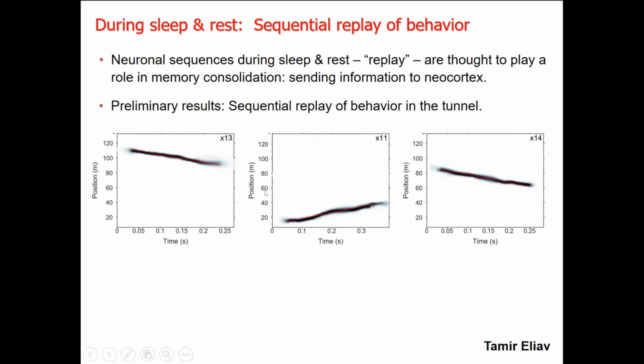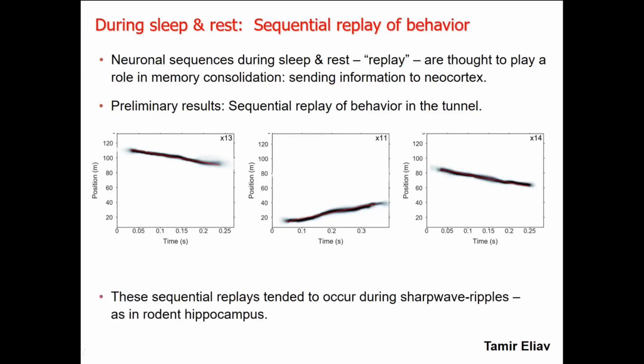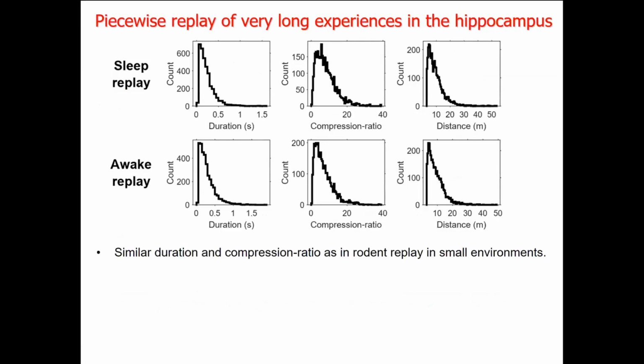replay events. You'll notice that they don't go through the entire tunnel. They go through a piece of the tunnel, maybe 20 meters or something like that. And they tend to occur during sharp-wave ripples, for those of you who know what that is. So that's as in rodent hippocampus, they occur during these sharp-wave ripple events in the LFP. Now, this is the surprising result. If we look now at both sleep and awake replay, we'll look at the duration of these replay events. This is just like in rodents, they last a few hundred milliseconds.